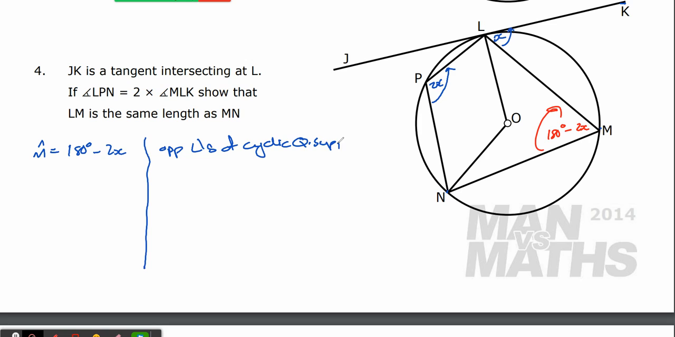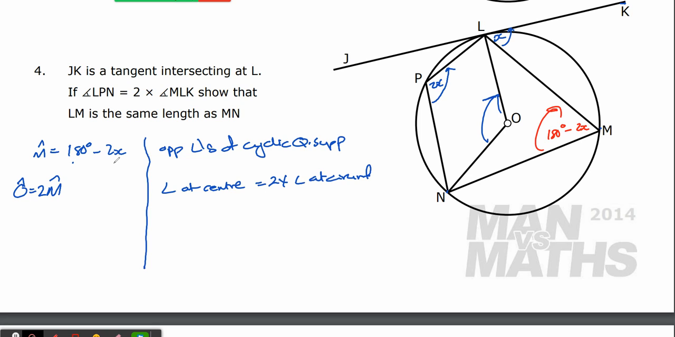Are supplementary. Let's just put the word supplementary as well. So that means this angle is double that one there. So angle O is equal to 2 angle M, and that's because the angle at the center is equal to 2 times the angle at the circumference.